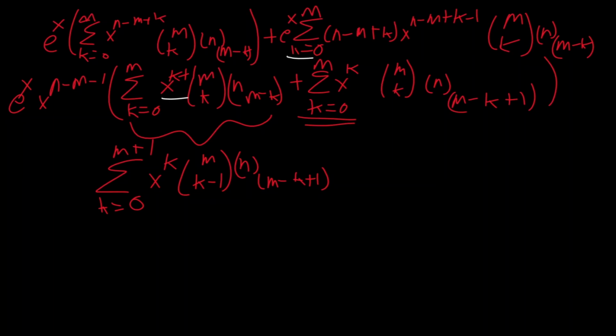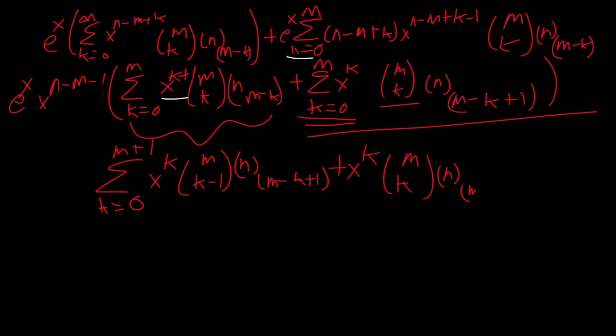And actually the exact same thing goes for our second sum, because whenever we plug in m plus 1 right here, m plus 1 is obviously greater than m, meaning that this binomial coefficient takes care of the term and makes it 0. So we can combine this all into one big sum. And now we have plus x to the k, m choose k, and then n falling factorial m minus k plus 1. And you'll see that we can factor out the x to the k, and then n falling factorial m minus k plus 1, right?